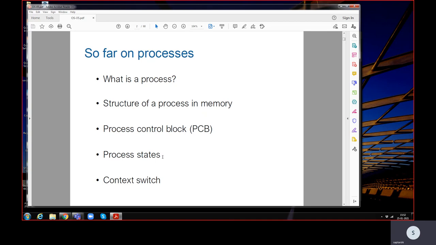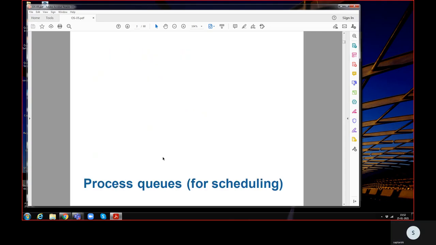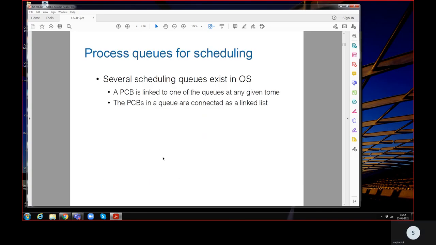Now let us proceed in our discussion on processes because there is a lot more to discuss. Let us begin discussing process queues, which are essentially used for scheduling. We will study scheduling algorithms in detail later, but before that, we just want to talk a bit about process queues. So there are several scheduling queues which exist in the operating system.